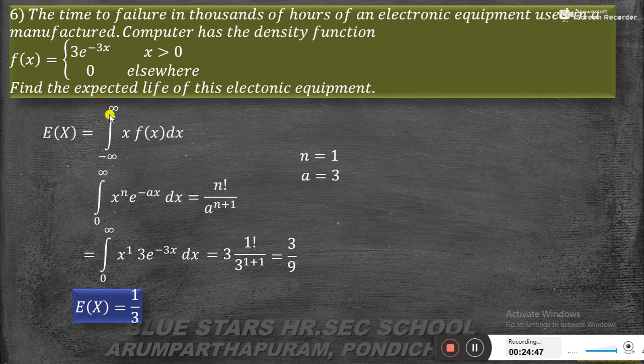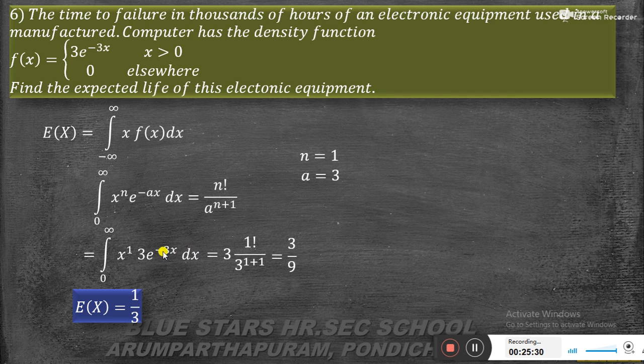So the next step: the integral from minus infinity to 0 of x f of x dx plus the integral from 0 to infinity of x f of x dx. Minus infinity to 0 gives 0, and 0 to infinity gives the integral of x into 3 e power minus 3x dx. In the next step I write the gamma integral formula. The integral from 0 to infinity of x power n e power minus ax dx equals n factorial by a power n plus 1. Comparing this, I write the 3 outside. So x power n is x power 1, n equals 1.